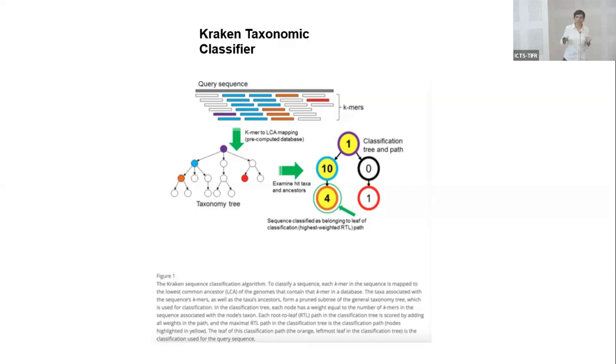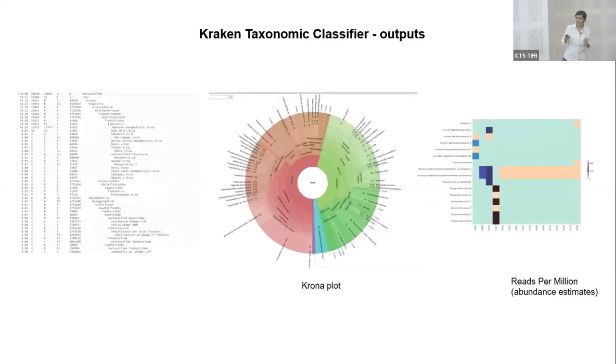There are many different ways, as you can imagine, of doing this. So it's mapped to the lowest common ancestor of the genomes that contain that k-mer in the database. So what do you get at the end of it? You will get a list like this. I don't know if you can see this in detail, but this is basically saying unclassified. So there were a lot of sequences in whatever I put in that were unclassified.